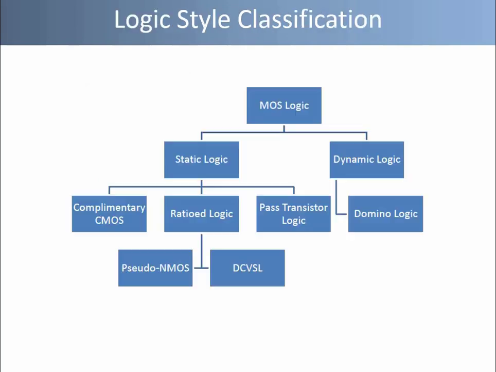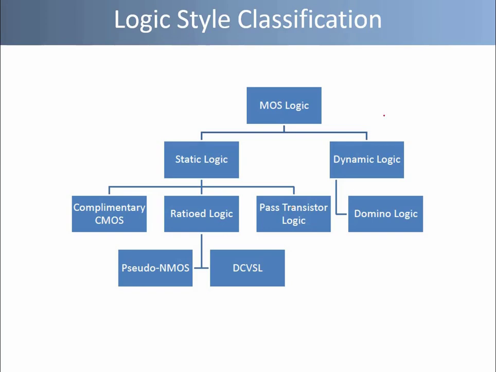So let's start. We have already seen this slide on logic style classification for VLSI circuits, and here we see that pass transistor logic comes under the category of static logic family. It means that at any instance of time the output node of any pass transistor logic gate is connected either to the VDD or the ground rail. This node is never floating.